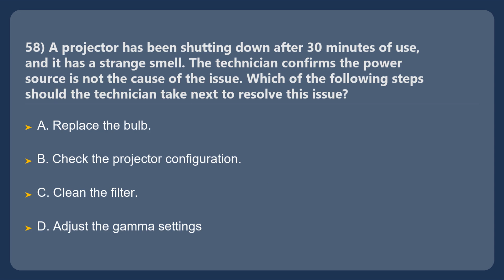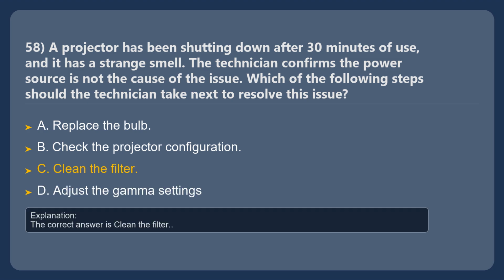Question 58. A projector has been shutting down after 30 minutes of use, and it has a strange smell. The technician confirms the power source is not the cause of the issue. Which of the following steps should the technician take next to resolve this issue? Option A, replace the bulb. Option B, check the projector configuration. Option C, clean the filter. Option D, adjust the gamma settings. The correct answer is option C, clean the filter.